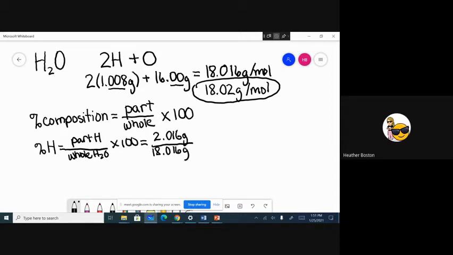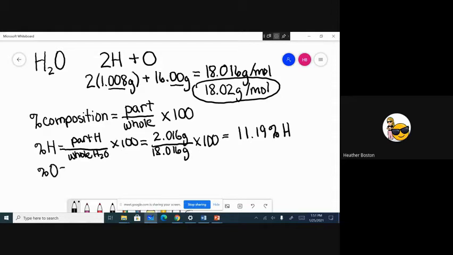Now, when you're doing these problems, this is the part that everybody forgets. You're going to use your raw number. You don't want to use your number that you rounded. You only round at the end of a problem. So you want to use your raw data when you're doing calculations. So I get that this compound is 11.919% hydrogen.